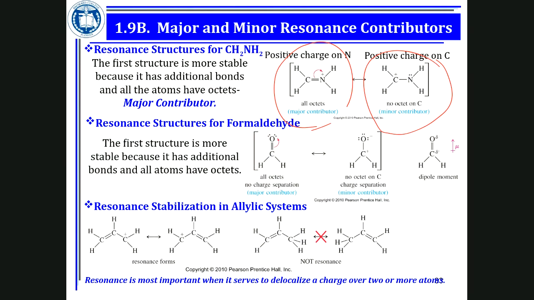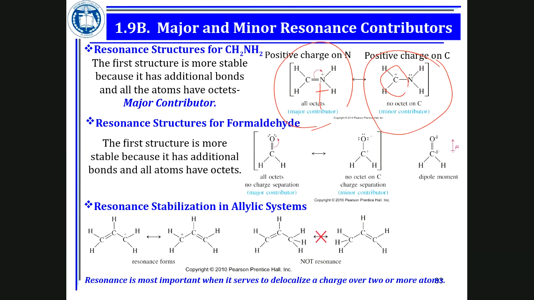There is a problem here, right? You have only 6 electrons for carbon. If you have only 6 electrons for carbon, that is going to be a minor contributor. Because you have a plus charge on nitrogen here, that is not good. Having a plus charge on nitrogen is not good.